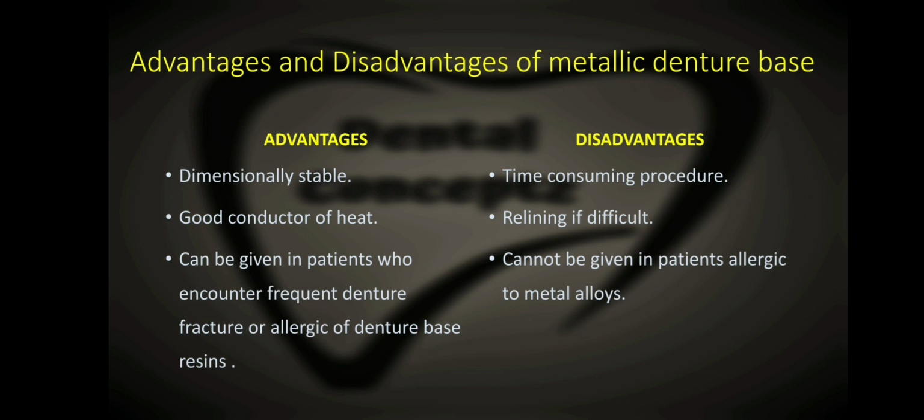What are the advantages and disadvantages of metal denture base? The advantages are that they are dimensionally stable, they are good conductor of heat and can be given in patients who encounter frequent denture fractures or allergic to denture base resins. The disadvantages are that their fabrication is a time consuming procedure, the relining is difficult and cannot be given in patients allergic to metal alloys.